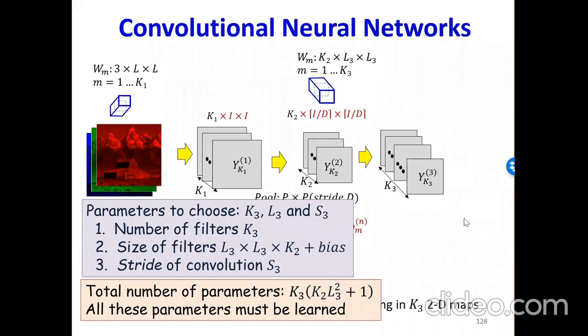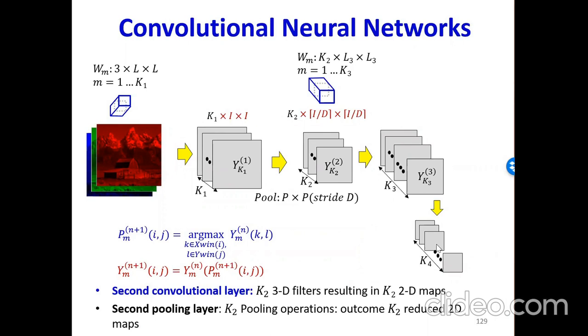And then we have the next pooling layer. For max pooling, again, at each position, you're going to find the index of the largest value.